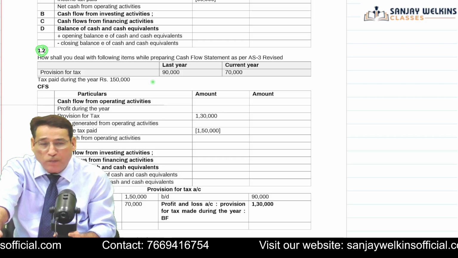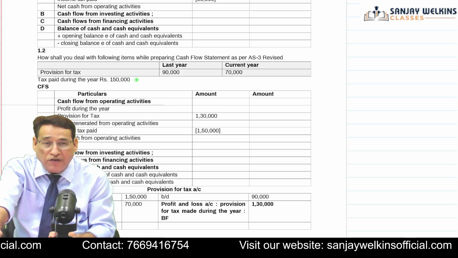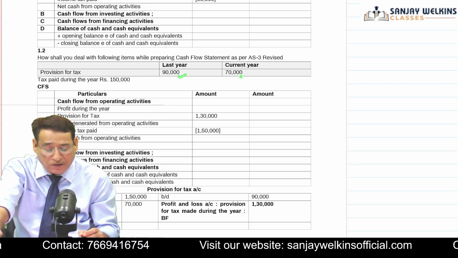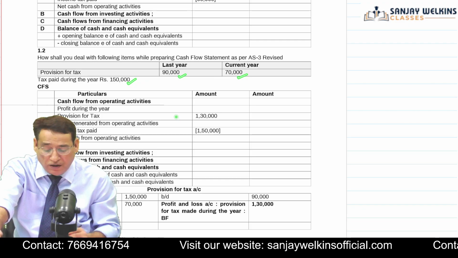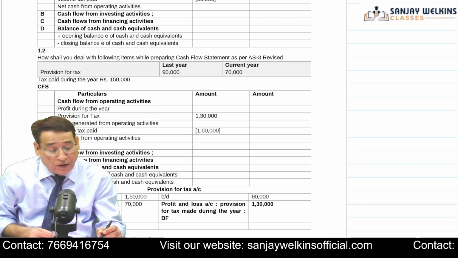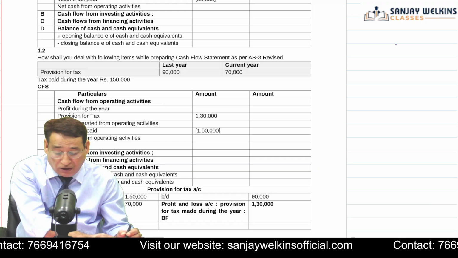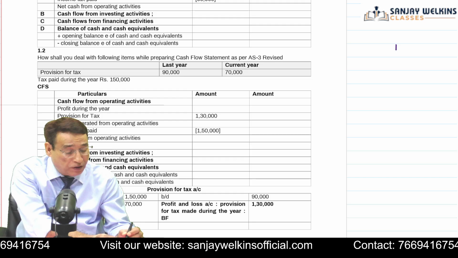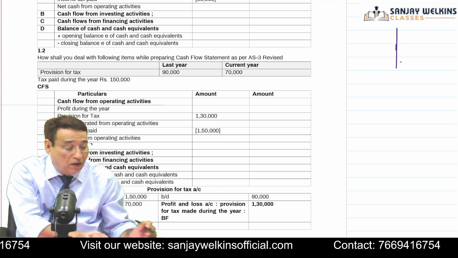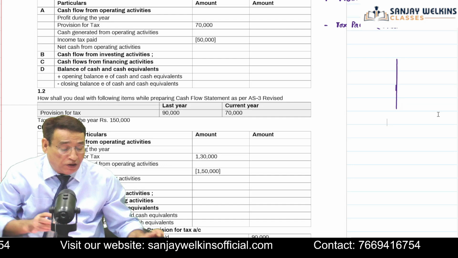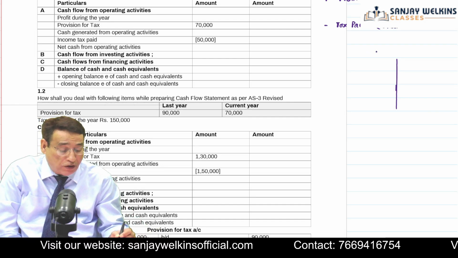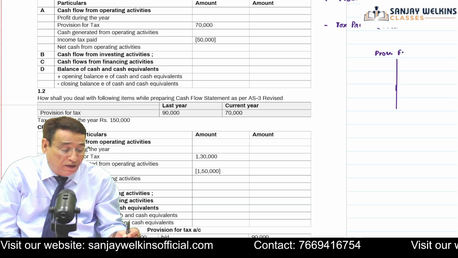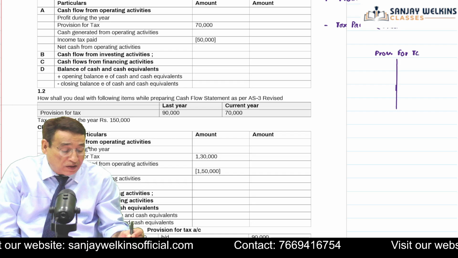Sometimes you must have noticed provision for tax is given in the balance sheet and some adjustment is also given. For example, in point number 2, it is given last year's provision for tax is 90 and current year 70 and tax paid is equal to 1,50,000. So we have paid tax in the current year to the extent of 1,50,000. So here I will have to prepare a provision for tax account. As you know, whenever there is an adjustment related to provision for tax, we prepare a provision for tax account, because this time there is an adjustment.